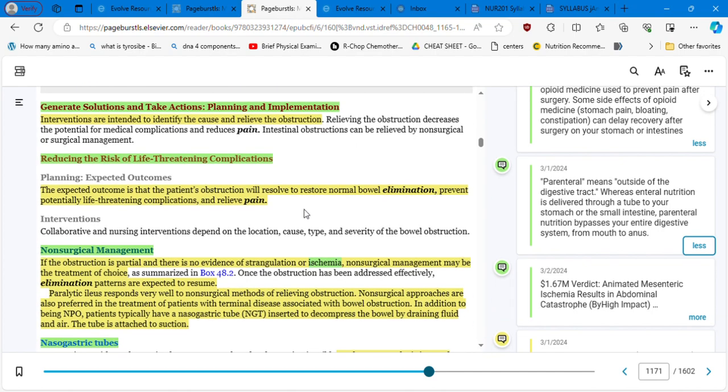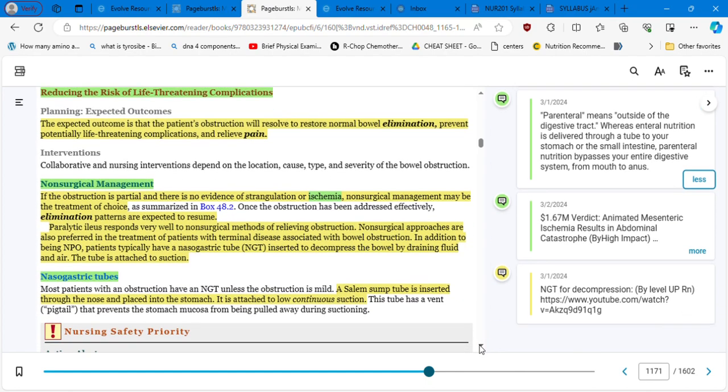So, generate solutions and take action: planning and implementation. Interventions are intended to identify the cause and relieve the obstruction. The expected outcome is that the patient's obstruction will resolve to restore normal bowel elimination, prevent potential life-threatening complications, and relieve pain. Okay, non-surgical. If the obstruction is partial and there is no evidence of strangulation or ischemia, non-surgical management may be the treatment of choice. Elimination patterns are expected to resume.